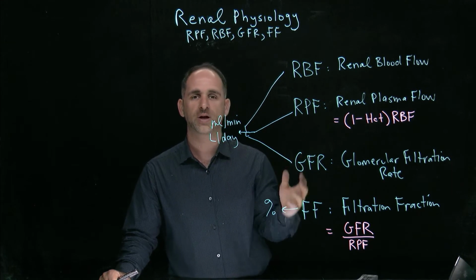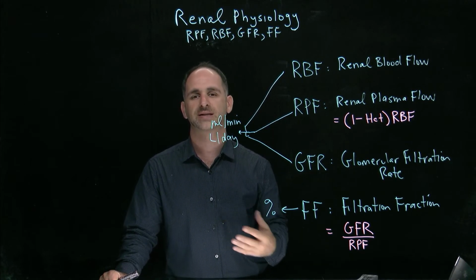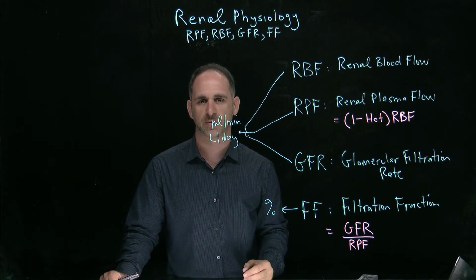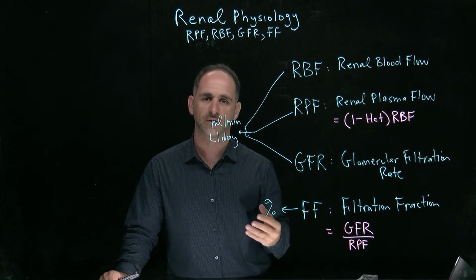Now, typical renal plasma flow, if you want to get a general idea, might be on the order of 600 mils of plasma per minute. You don't need to memorize that number, but it's a good idea to have a feel for what sorts of numbers we're looking at.